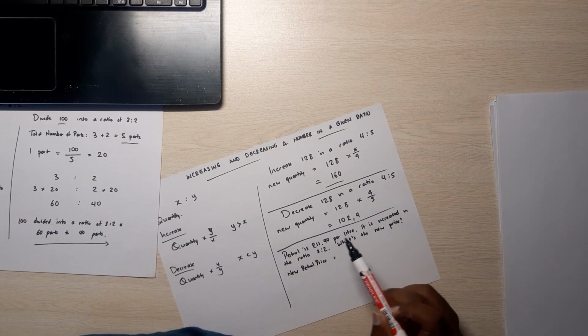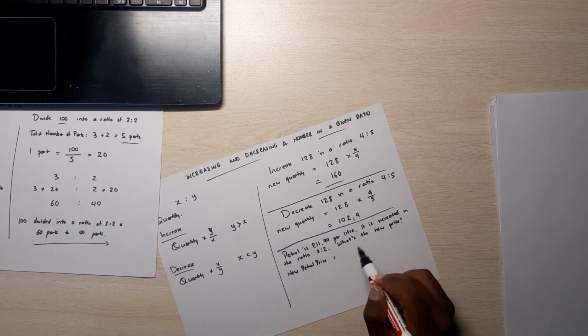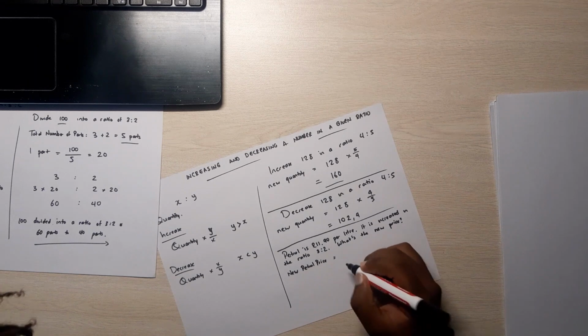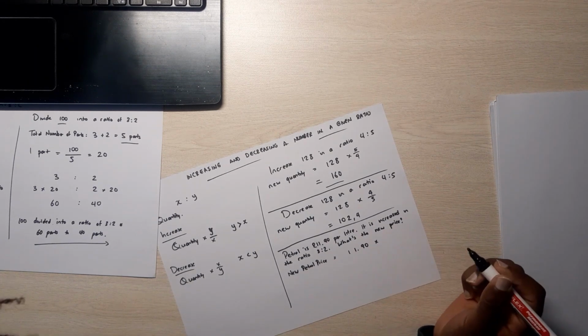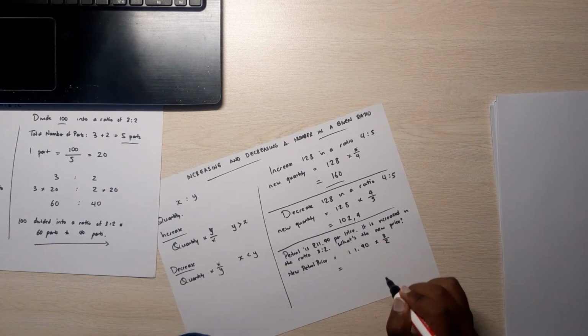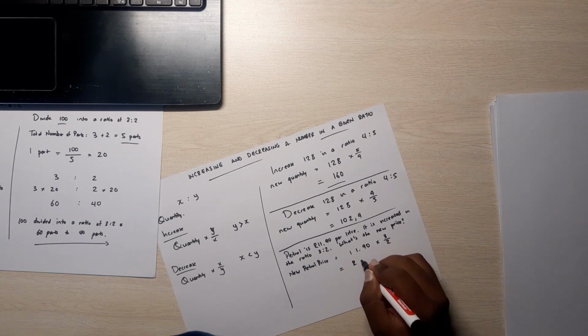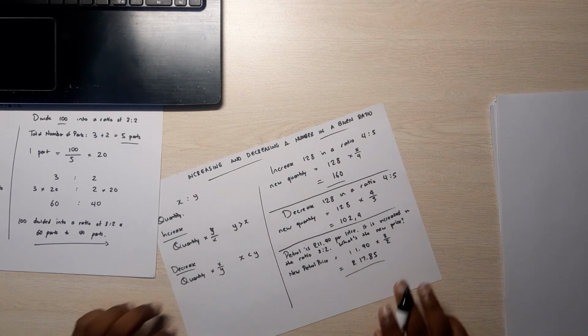Petrol is 11 Rand 90, and it's increased in the ratio of 3 to 2. What's the new price? The new price is the old price, 11 Rand 90, times. It's increasing, therefore the bigger number is on top. And the answer is, it's very simple.